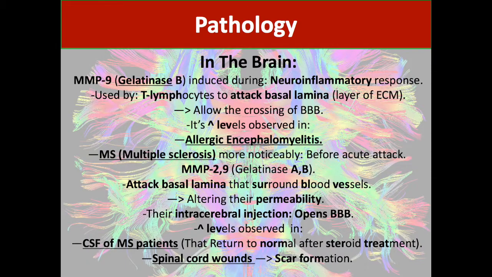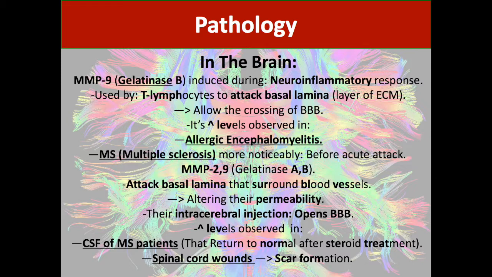Pathology. In the brain, MMP9, or gelatinase B, is induced during the neuroinflammatory response. It is used by T lymphocytes to attack the basal lamina layer of the extracellular matrix. In this way, it allows the crossing of the blood-brain barrier. Its increased levels are observed in allergic encephalomyelitis and MS, or multiple sclerosis, more noticeably before an acute attack.